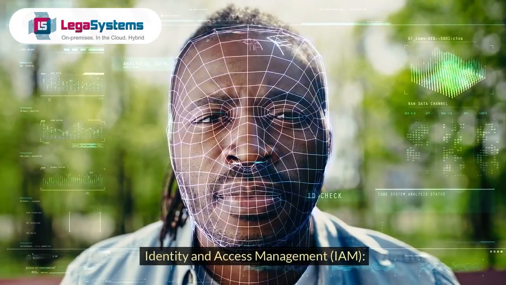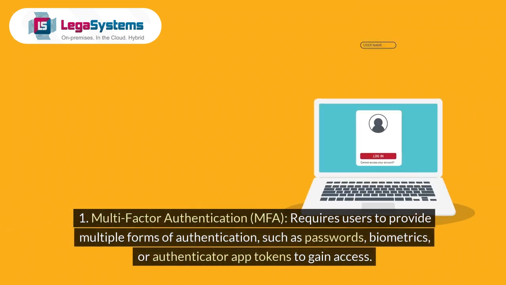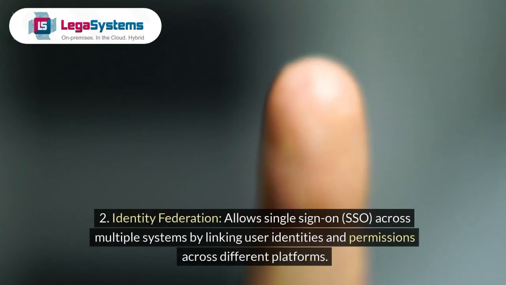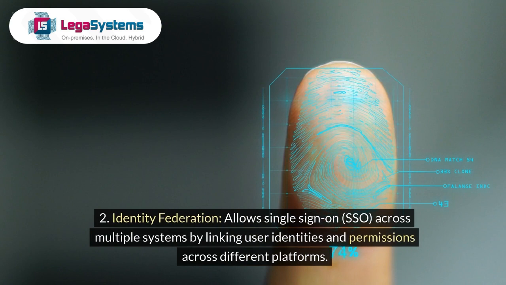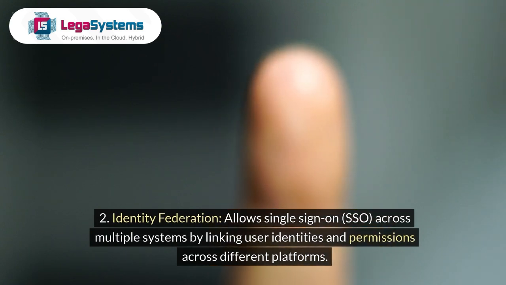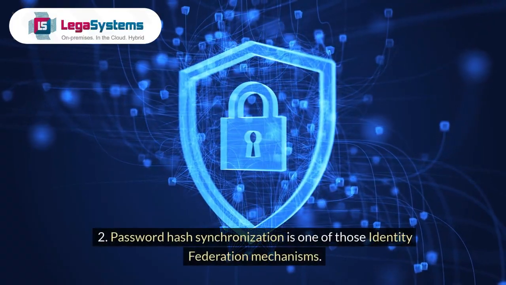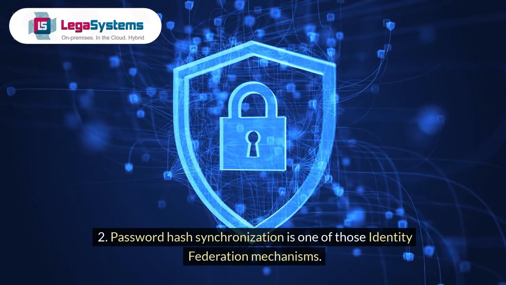Identity and Access Management, IAM. 1. Multi-factor authentication, MFA, requires users to provide multiple forms of authentication, such as passwords, biometrics, or authenticator app tokens to gain access. 2. Identity federation allows single sign-on, SSO, across multiple systems by linking user identities and permissions across different platforms. Password hash synchronization is one of those identity federation mechanisms.